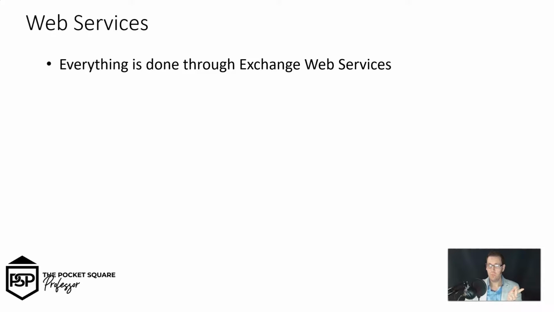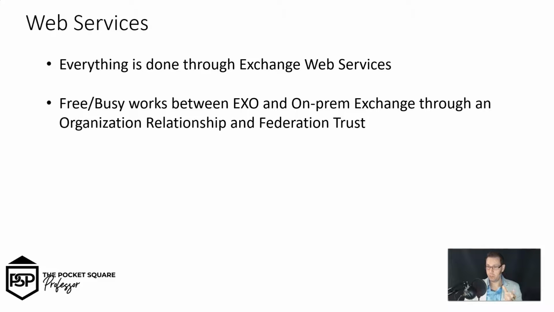So what we do is, Exchange Web Services is one piece of this, and honestly almost everything is done through Exchange Web Services here, as well as the migrations, migration endpoints, as well as the FreeBusy. FreeBusy works between Exchange Online and on-premise Exchange through an organization relationship and federation trust. This is another configuration that the hybrid configuration wizard does and changes: it says, okay, we trust Exchange Online to be able to share our FreeBusy too.